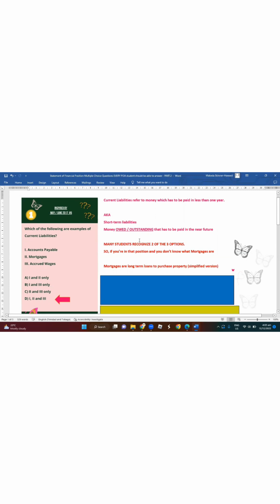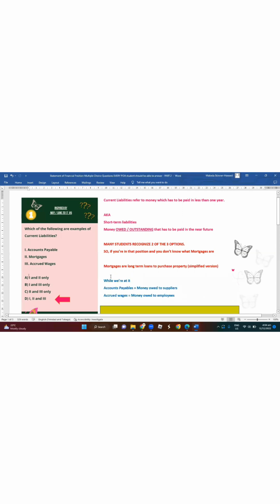Many students recognize 2 of the 3 options, and I think that is where the hard part comes in. So if you don't know what mortgages are, mortgages are long-term loans to purchase property. That's a really simplified definition, right? So mortgages are long-term loans, but we are looking for items that have to be paid in the near future. And while we are at it, in case you don't know what accounts payables is, that is money owed to suppliers, and accrued wages is money owed to employees.